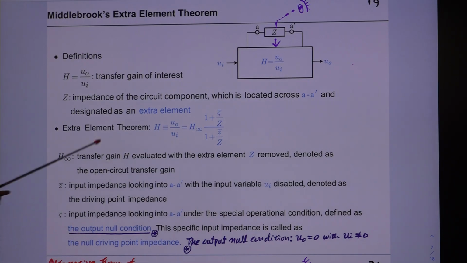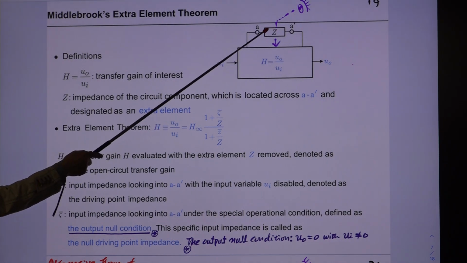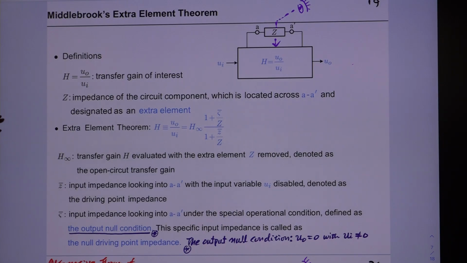The extra element theorem is a circuit theorem related with an extra element. So we consider this extra element. I pulled out these two branches and pulled out this impedance element here that was originally there. This is the definition of the extra element theorem. H is the transfer function gain of interest, maybe the input to output transfer function with everything included, which is very complicated. Assume this is some strange, very complicated part. So we want to avoid some complication, and we initially take out that part.